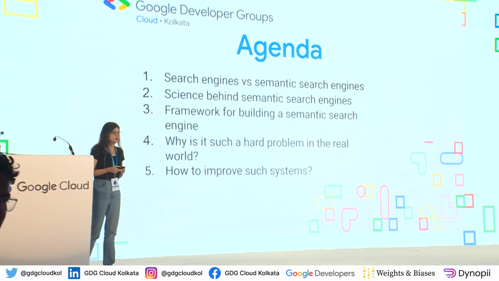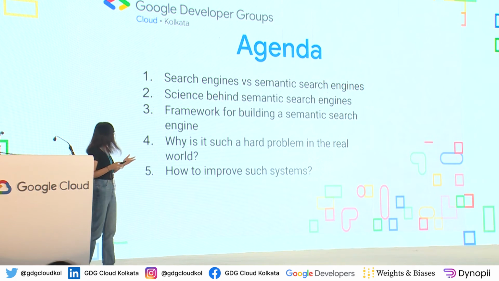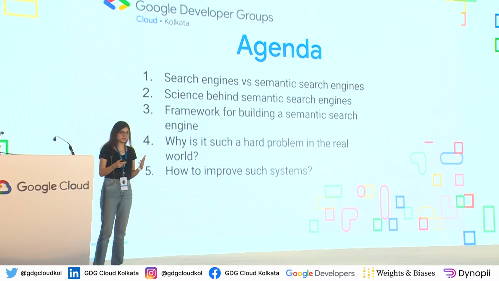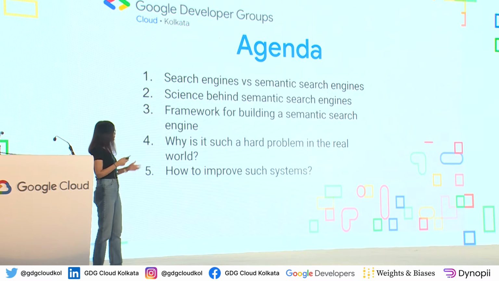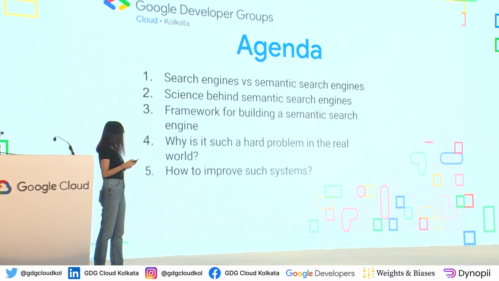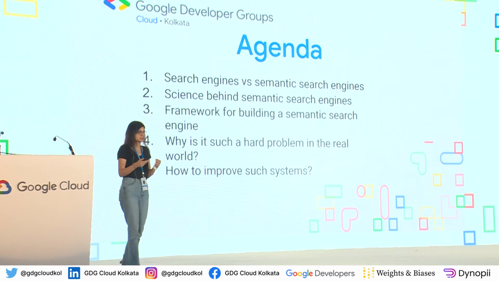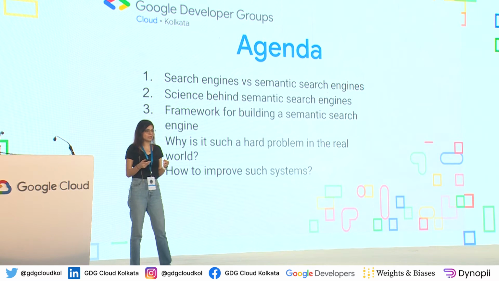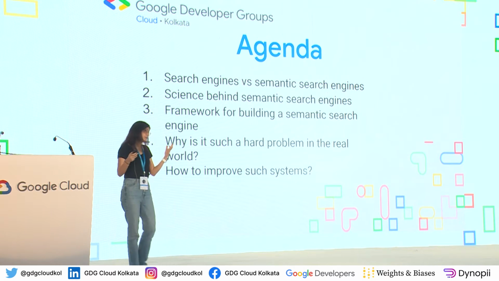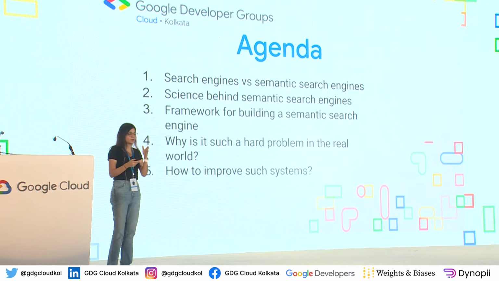So today we're going to cover what's the difference between web search engines and semantic search engines. What is the science behind semantic search engines? What kind of generic framework or architecture do we use for building semantic search engines? And why is it such a hard problem? People often say, in the industry as well as in research, that search seems to be an unsolved problem. So I'm going to take a jab at it: why is that so hard? And then what can be done to improve such systems over a period of time?